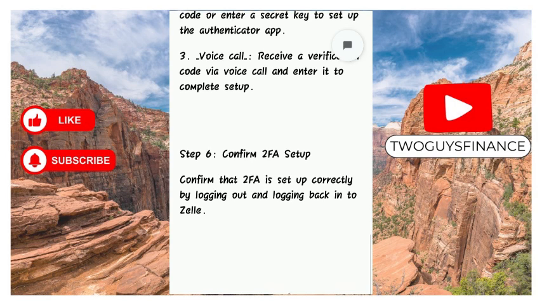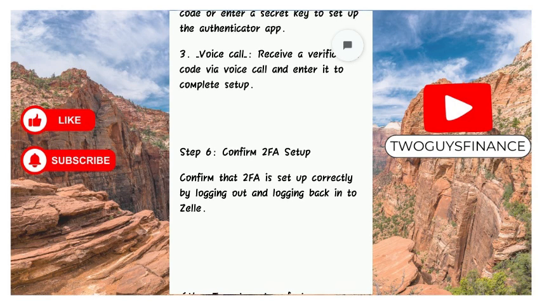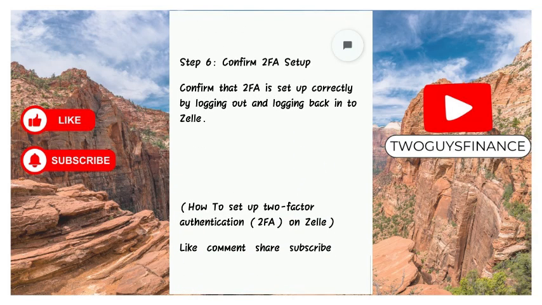Next is to confirm two-factor authentication. You want to make sure that two-factor authentication is set up correctly by logging out and logging back into Zelle, and then checking if two-factor authentication is properly set up. So yeah, that's pretty much it on how to set up two-factor authentication on Zelle.